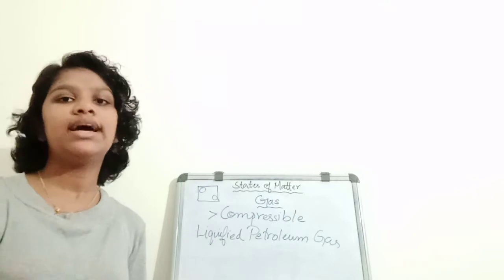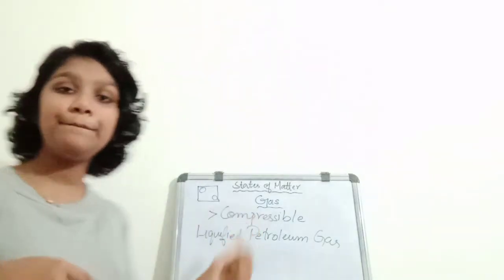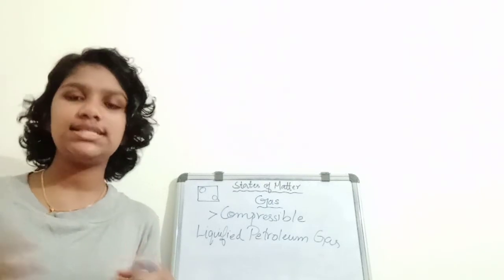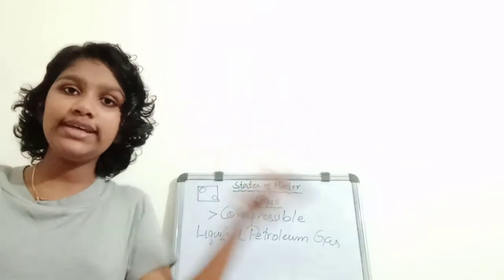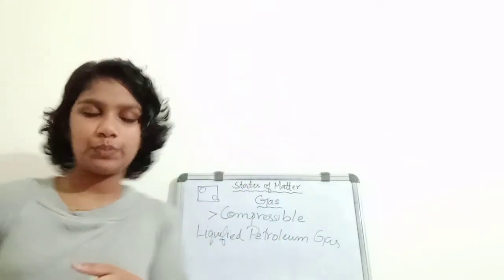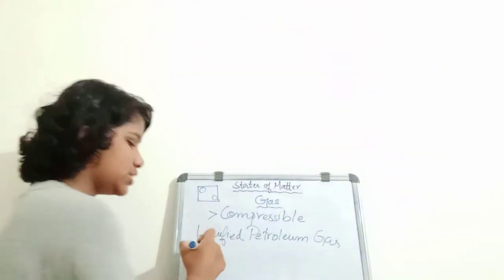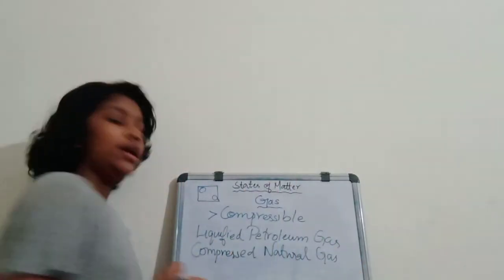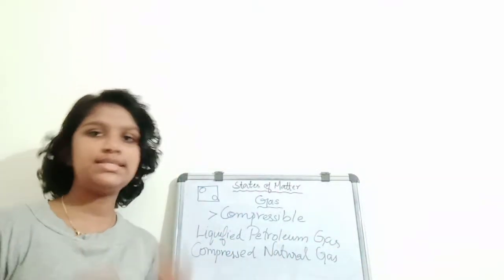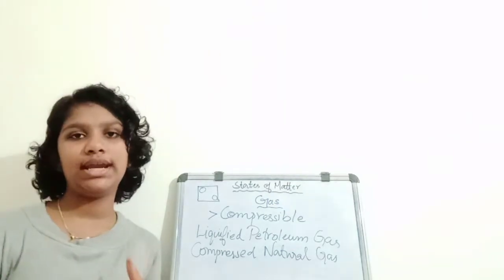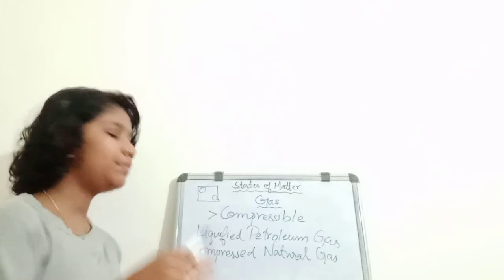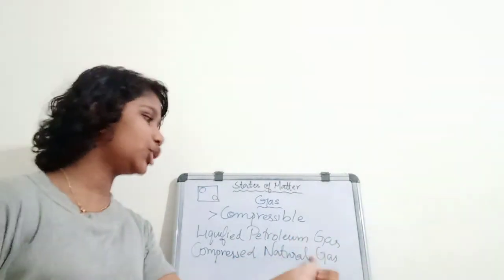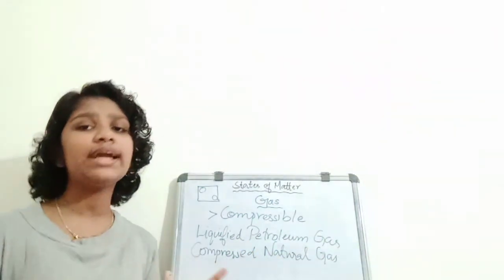So what do we understand from this? It can be liquefied or it can be compressed. In the next case, compressed natural gas, CNG. CNG is used instead of other fuels to reduce environment pollution. Compressed natural gas is a cleaner fuel. Here the natural gas is compressed. Here petroleum gas is liquefied and here natural gas is compressed. All these are everyday life examples.